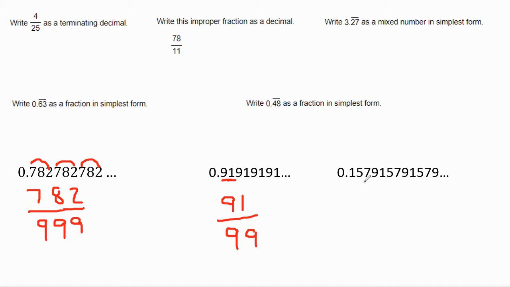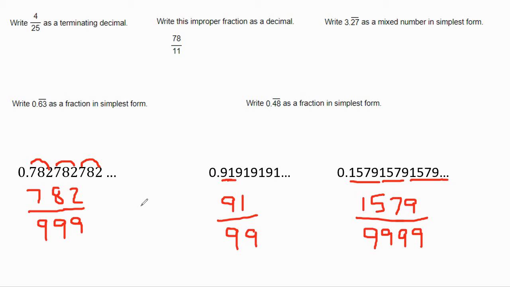And the next one is 0.1579, 1579, 1579. So there's four numbers in that pattern. That's how many nines we're going to put in the bottom. And at the top is just going to be 1579. Feel free to use your calculator for really any or all of these just to check your answer.